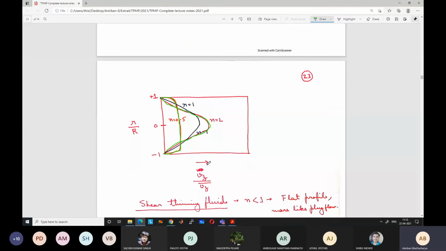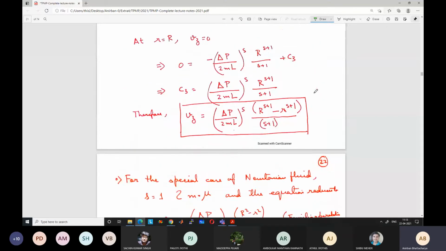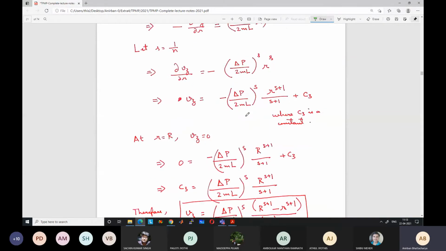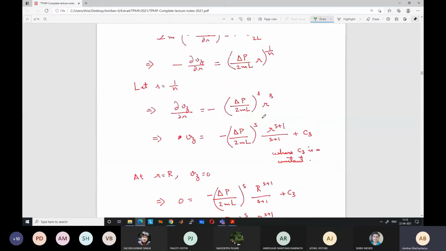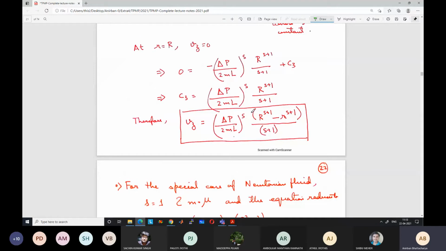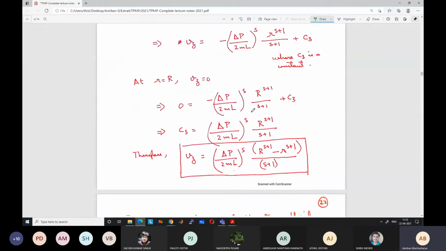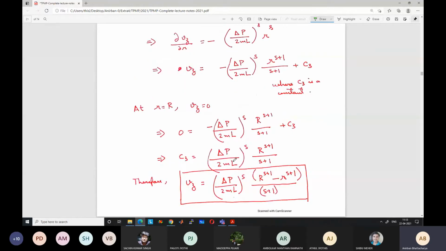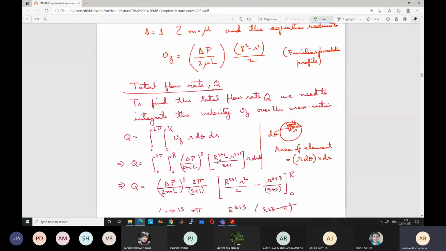Why does this happen, theoretically or physically? Mathematically, we can obtain this if you plot this equation: Vz is equal to delta p by 2 m L to the power s. Remember what s was? s was 1 by n. Before the class, you should read the material, otherwise it will be difficult to connect to the previous material. So Vz equals delta p by 2 m L to the power 1 by n, times R to the power 1 by n plus 1 minus small r to the power 1 by n plus 1, divided by 1 by n plus 1. If you plot this in MATLAB, you will get this profile.